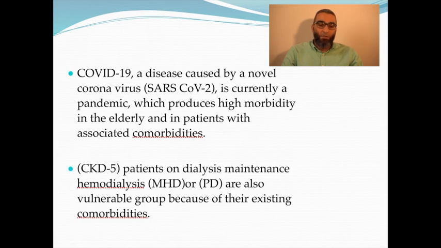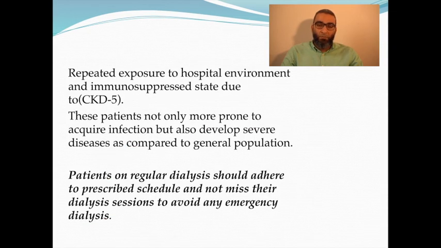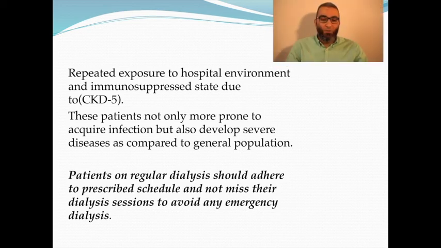First, we will give an introduction about the infection. COVID-19, as we all know, is a disease caused by a novel coronavirus. It is currently a pandemic, which produces high morbidity, especially in elderly patients and patients with associated comorbidities, like our renal failure patients. CKD stage 5 dialysis patients on both hemodialysis and peritoneal dialysis are also a vulnerable group because of the existing comorbidities. Repeated exposure to the hospital environment and the immunosuppressed state of these patients not only make them more prone to acquiring infection, but also to developing severe disease compared to the general population. Patients on regular dialysis should adhere to the prescribed schedule and not miss their dialysis sessions, to avoid emergency dialysis.